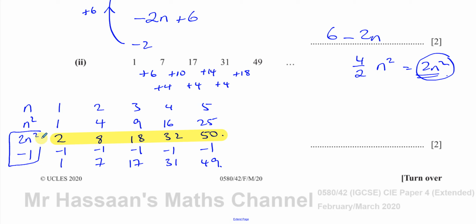So our sequence is going to be this. Our sequence here is 2n squared minus 1. That's what our sequence is. When n is 1, you have 2 times 1 minus 1, which is 1. When n is 2, you have 2 times 4, which is 8, minus 1, which is 7.